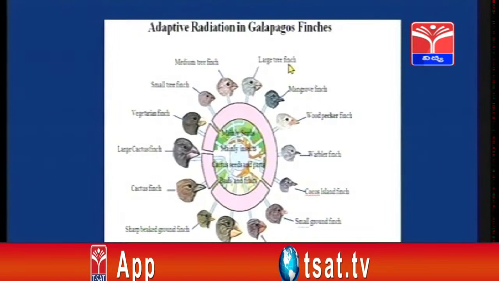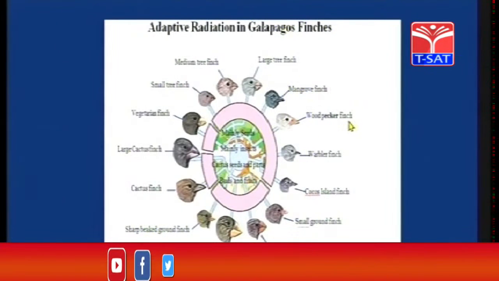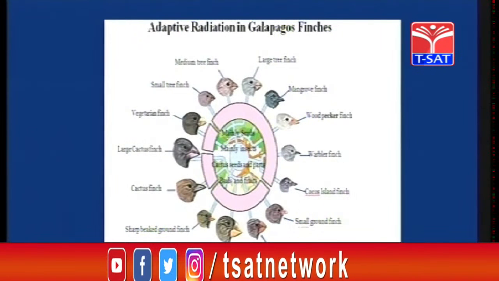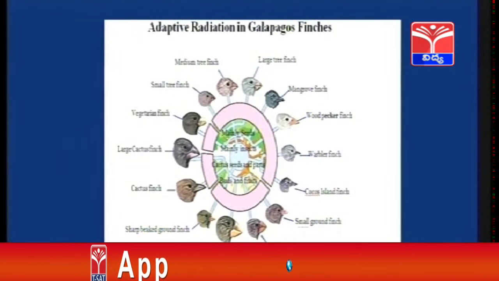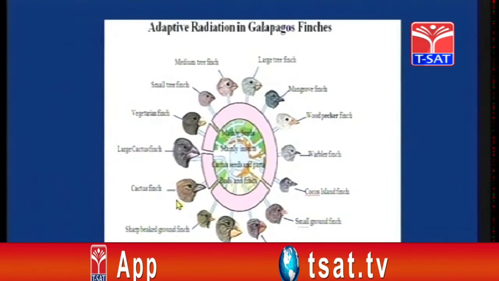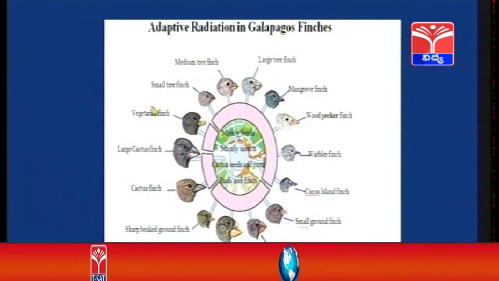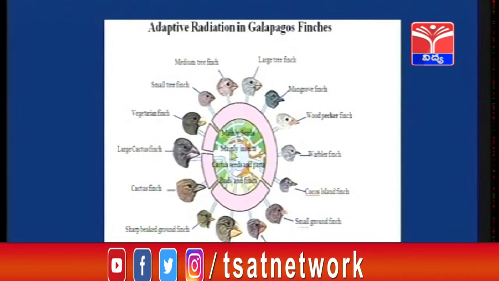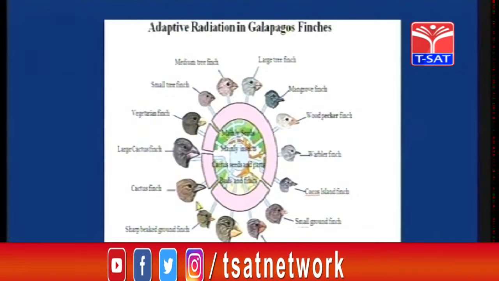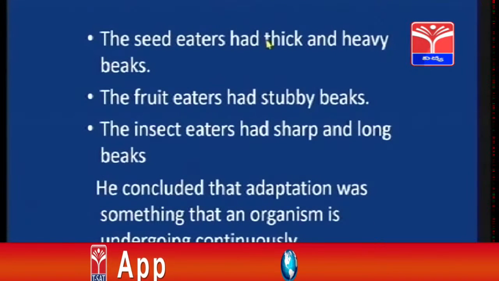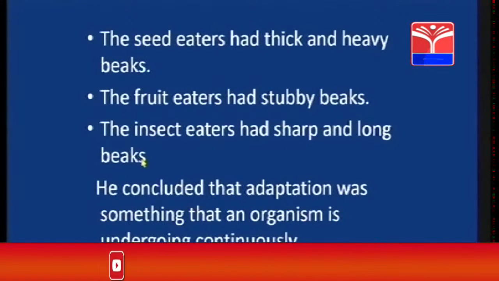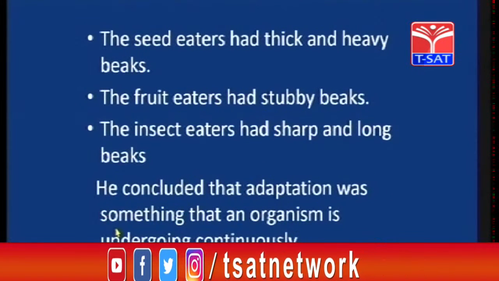This is large tree finch, mangrove finch, woodpecker finch, Warbler finch, Cocos Island finch, small ground finch, medium ground finch, large ground finch, sharp-beaked ground finch, cactus finch, large cactus finch, vegetarian finch, small tree finch and the medium tree finch. So these mainly feed on the seeds, these on the insects, these on the cactus and these on the buds. The seed eaters had thick and heavy beaks, the fruit eaters have stubby beaks, the insect eaters have sharp and long beaks. So he concluded that adaptation is something that an organism undergoes continuously.